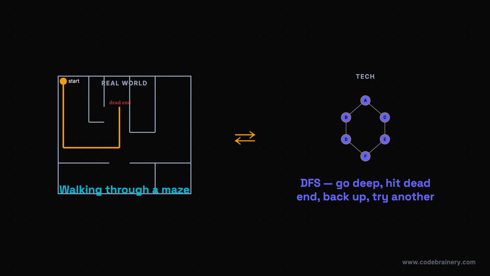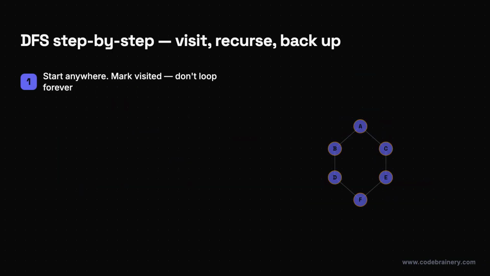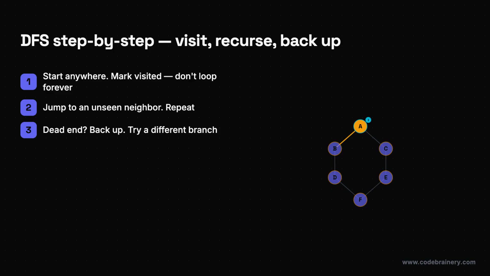You pick a path, you follow it as far as it goes. And when you hit a dead end, you back up and you try another. Simple idea, powerful tool. Start at any node, mark it visited so you don't loop forever. Now jump to a neighbor you haven't seen yet. Repeat, go deeper, mark, jump. When there's nowhere new to go, back up to the previous node and try a different branch.